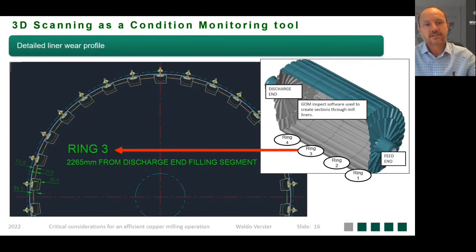The end result is a very accurate liner wear profile of the complete ring. Whether you choose 4 rings or 8 rings, you can get the wear profile on every single lifter bar and shell plate in that ring. You can then also measure the wear between the new liner and the wear profile.